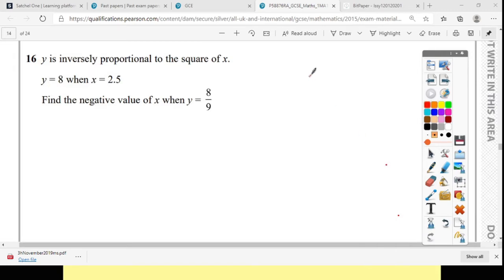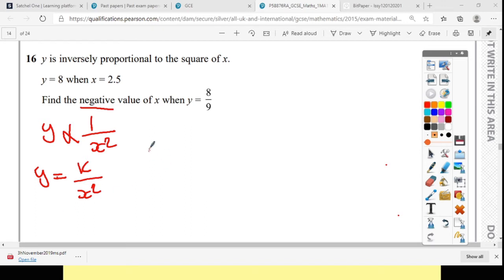Y is inversely proportional to the square of x. When y equals 8, x is 2.5. Find the negative value of x when y equals 8 ninths. Okay, so I know y is inversely proportional to the square of x. So I know y has got to equal k over x squared. Okay, so all we need to do now is find out what k is.